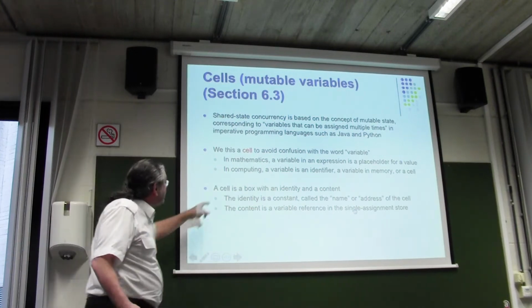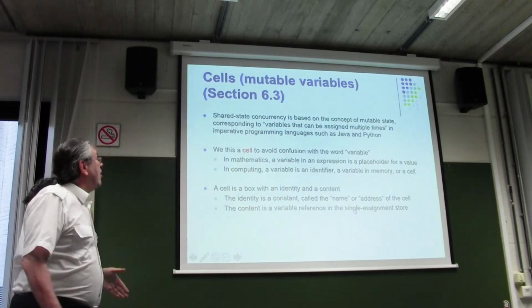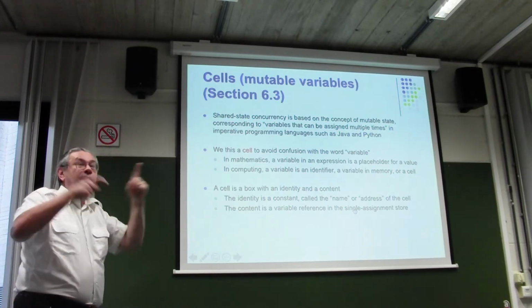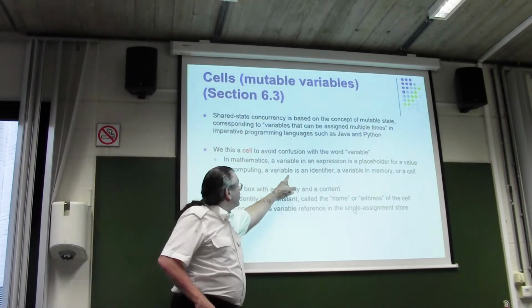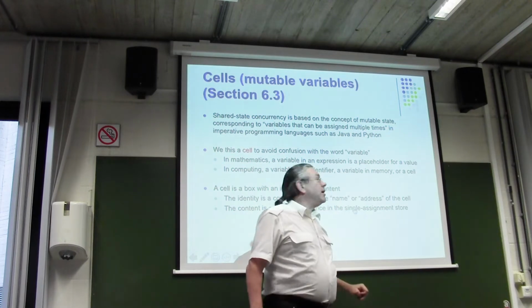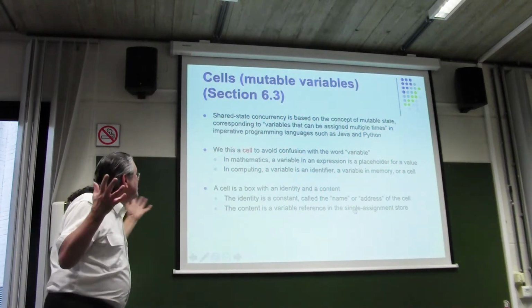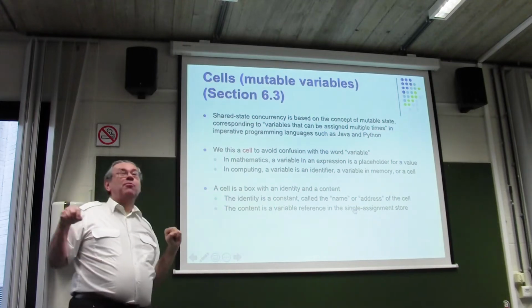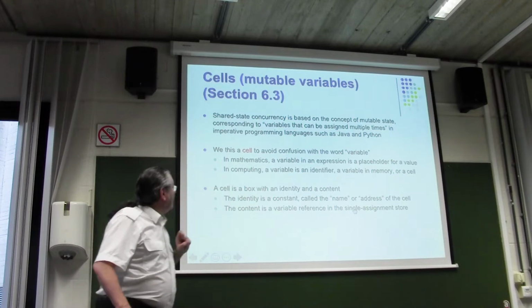In mathematics, you have variables in equations, but they're actually constants in the equation. They don't vary, except you can have different forms of the equation. In computing, a variable can be either an identifier, or something in memory, or a cell. So, I don't like to use the word variable, because it's a confusing word. So I use the word cell.